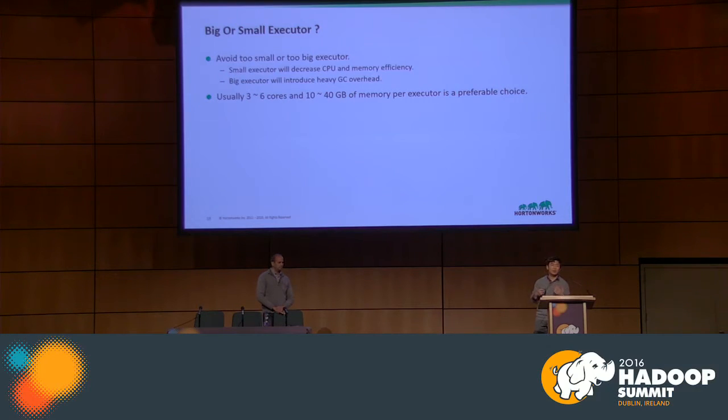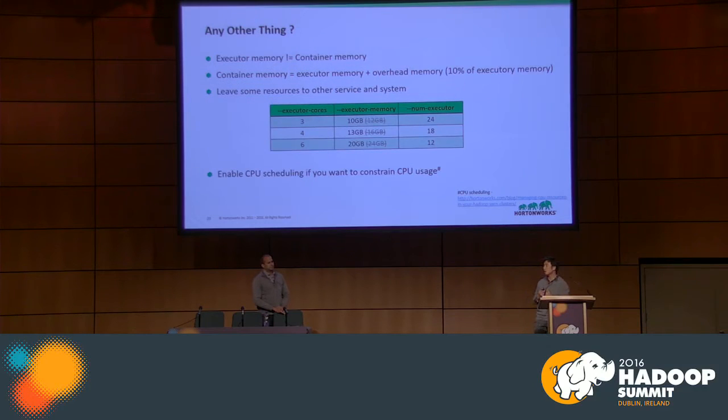So we now know how to choose a better executor size. Then is it enough for running a Spark application? We also should take care of several other things. First, if we're running a Spark application on Yarn, each executor is mapped to a container. But the memory size of the executor is different from the container. Container memory is combined of 2 parts. The first part is executor memory.